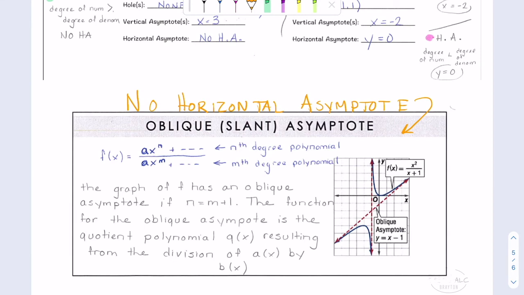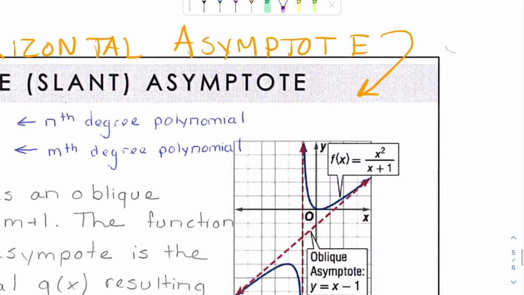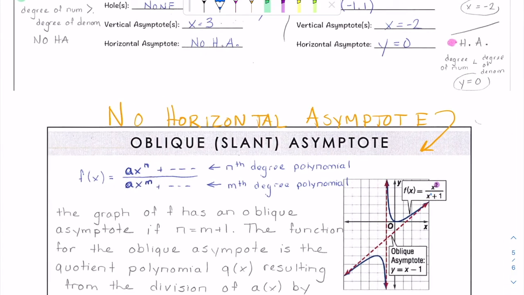So right here you see the formal definition of an oblique asymptote, but basically, if the numerator has a degree that is 1 more than the denominator, so the degree of the numerator, again, is 1 more than the degree of the denominator, then you are going to have an oblique asymptote. Okay, you might want to pause this to copy this down. I'm going to scroll down to the next example.